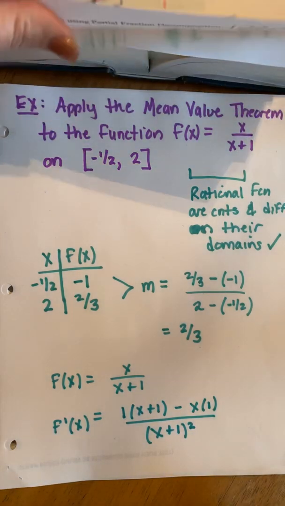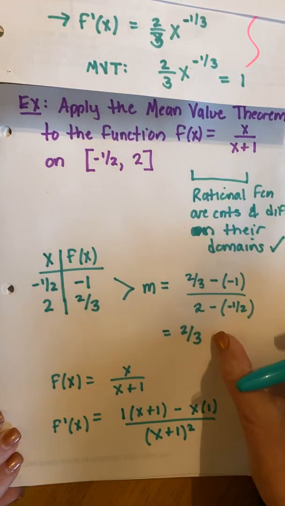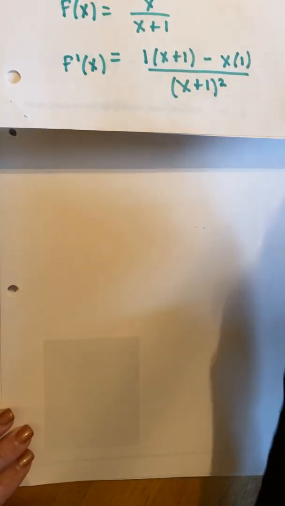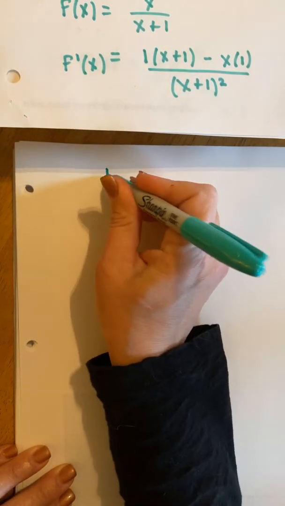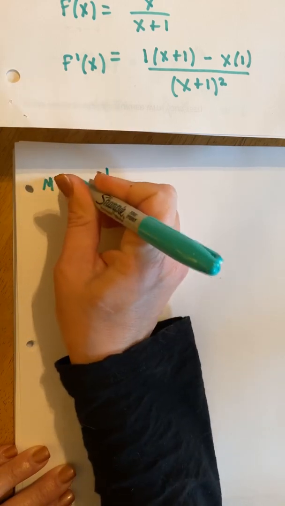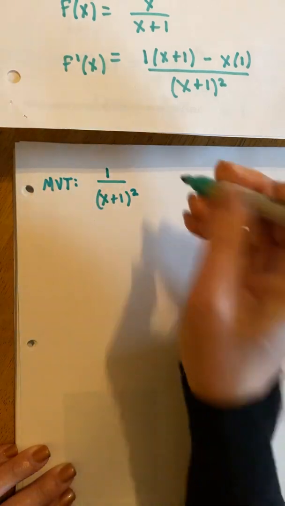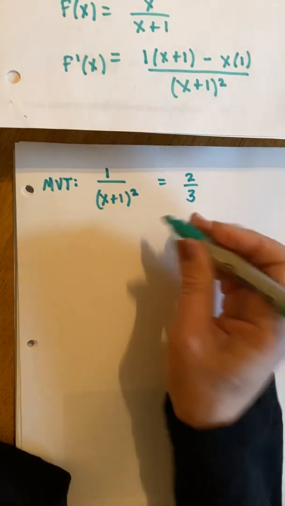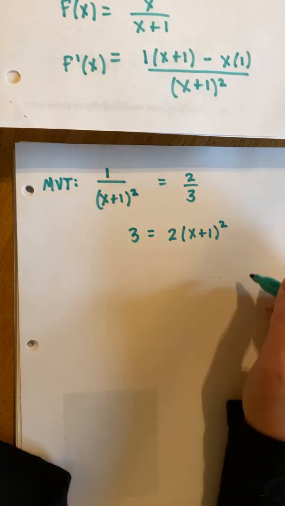And then we set the derivative. The mean value theorem says take that derivative and set it equal to the slope of the line connecting the endpoints. I'm going to take that derivative. I'm going to simplify as we go along. x plus 1 minus x. It's just 1 over (x plus 1) squared. So the mean value theorem says take that derivative. If I distribute, I get x plus 1 minus x. It's just 1 in the numerator, and that equals 2/3. I'm going to cross multiply, and I get 3. It's equal to 2 times (x plus 1) squared.